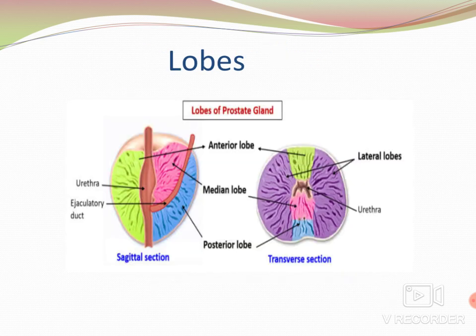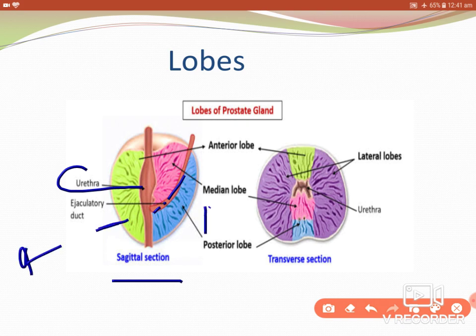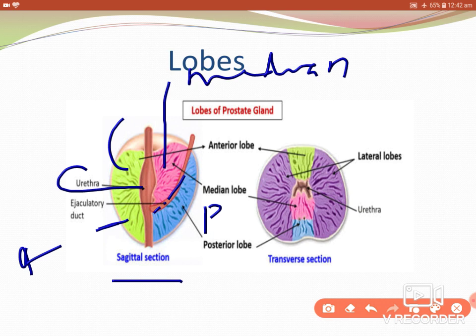Here you can see the lobes of the prostate. First is the sagittal view, traversed by the urethra. Then the ejaculatory ducts are there. The part of the prostate anteriorly forms the anterior lobe, in green color. The lobe which lies above the ejaculatory duct, that pink area, forms the median lobe. The part below the ejaculatory ducts, behind the prostatic urethra, forms the posterior lobe.